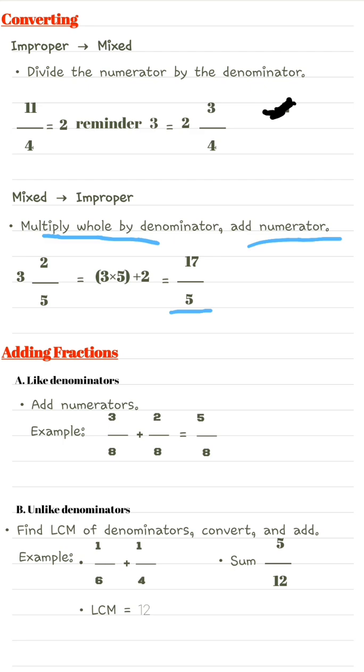3. Arithmetic operations. A. Adding fractions. Like denominators, just add the numerators and keep the common denominator. Example, 3/8 plus 2/8 equals 5/8.